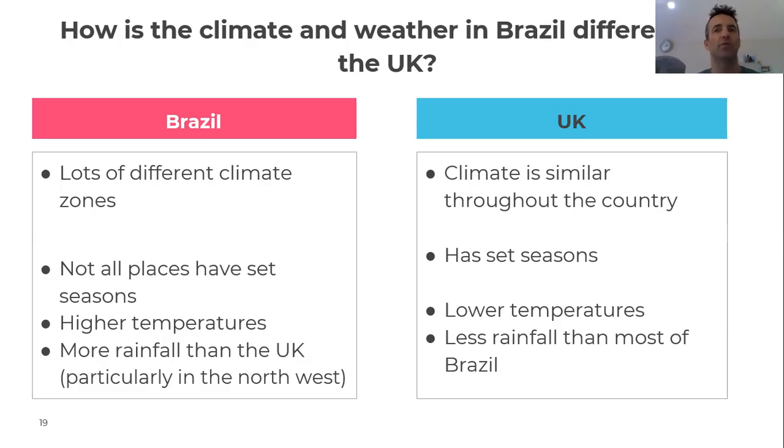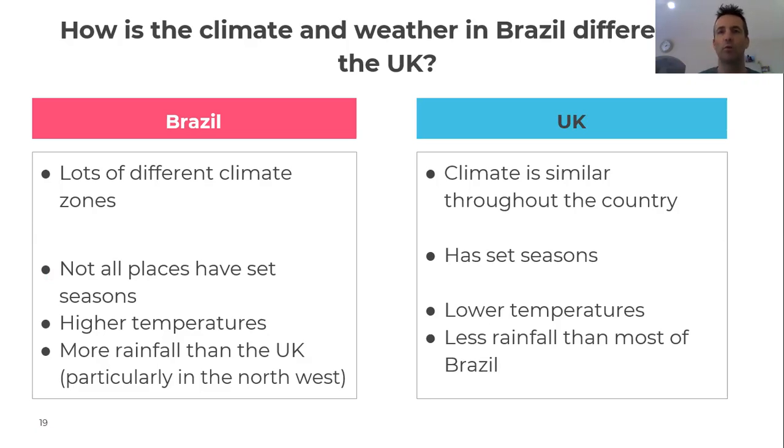And generally in Brazil, there is more rainfall. So it rains more particularly in the northwest of Brazil. So that location of Manaus that we looked at, that's one where it rains a lot. And there's less rainfall in the UK than there is in most of Brazil. So those are some of the things that are different between the two countries.